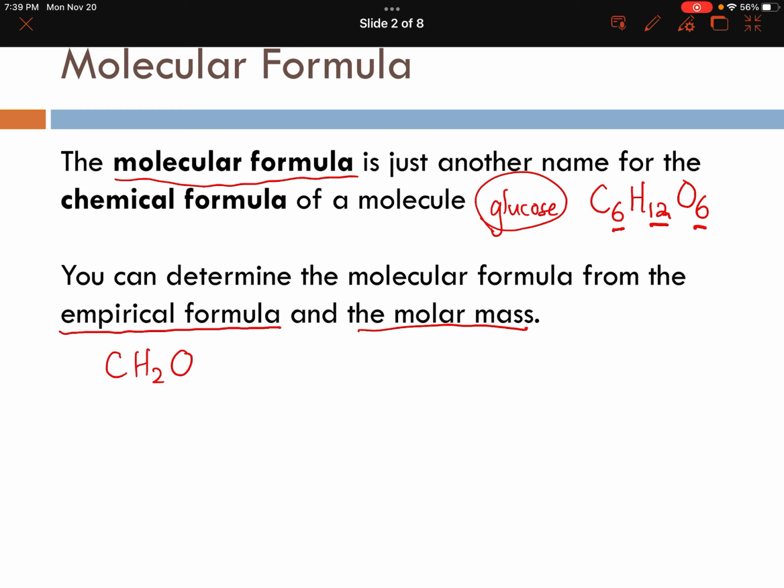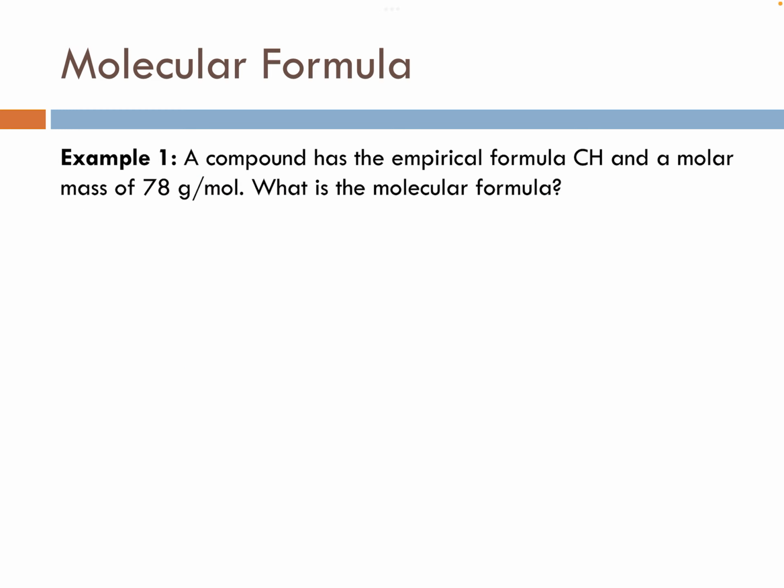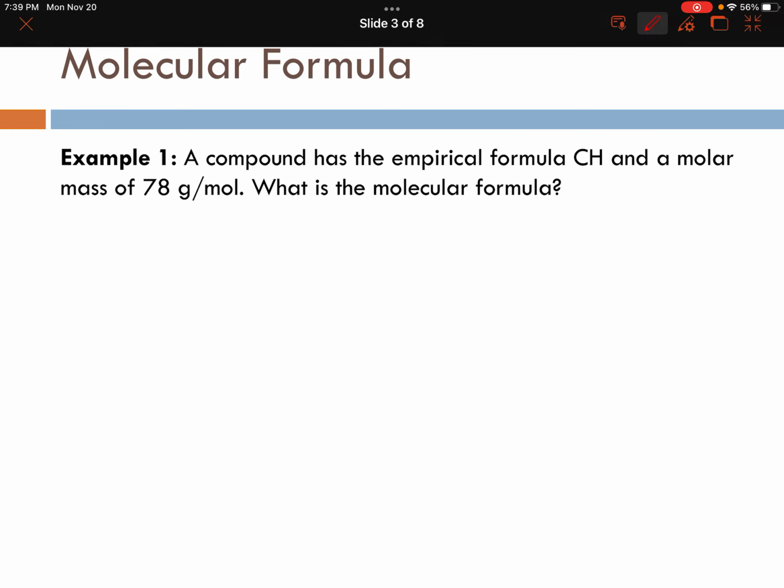So let's try a couple of examples. Our first example will have a pretty simple empirical formula. It's just CH. So that means you've got 1 carbon for every 1 hydrogen. That's what your empirical formula is telling you. It's that ratio of carbons to hydrogens. We also need to know its molar mass. So the molar mass of this whole molecule is 78 grams per mole. So that's the molar mass. We want to find the molecular formula.